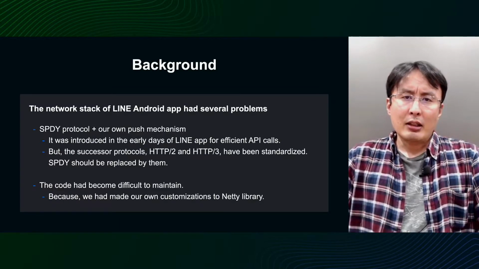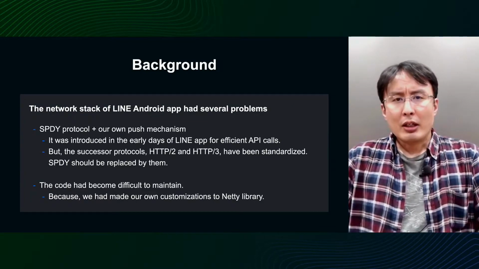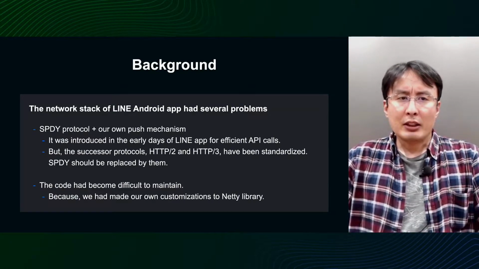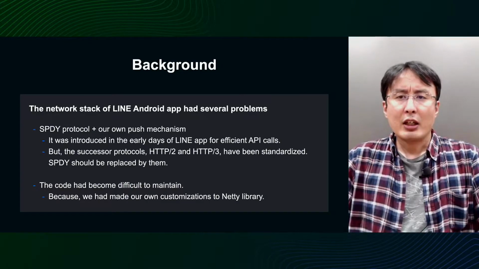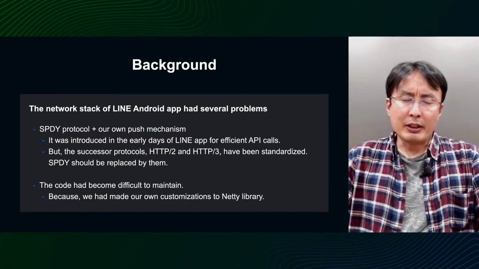Another problem is that the coding of the network stack in the LINE Android app has become so complex that it is difficult to maintain. I mentioned earlier that the LINE app used its own push mechanism, which meant that we forked the open source library Netty and added our own customizations. This made the code much less maintainable.